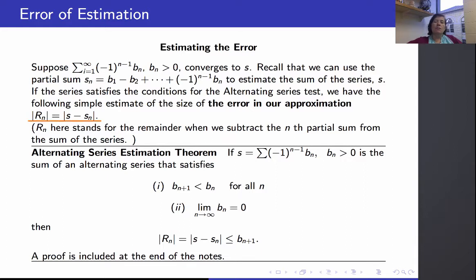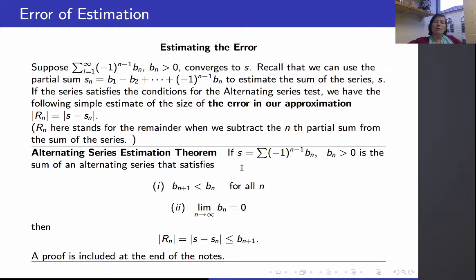So the difference between the sum of the series and the nth partial sum, s minus Sn, is called the remainder, and we denote it here by r subscript n. And of course, the absolute value of the remainder tells us exactly how far our nth partial sum is from the sum of the series. And the nth partial sum might be overestimating or underestimating the sum of the series.